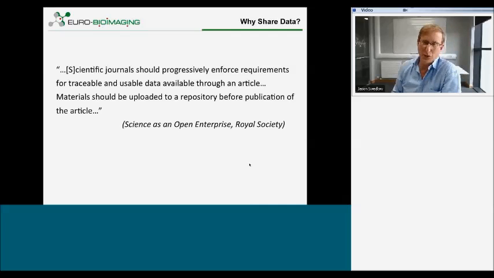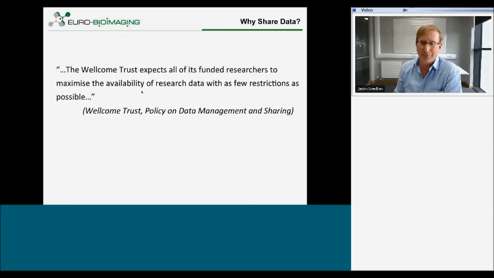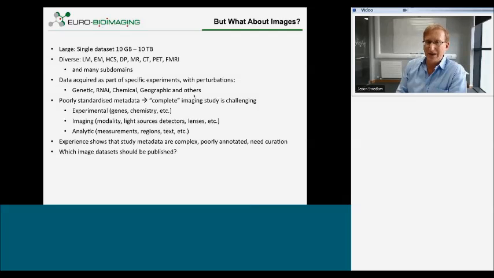I'm going to just feed you a couple quotes that many of you have seen. This is a quote from a report from the Royal Society that basically says journals should enforce requirements for traceable and usable data. Another one from the Wellcome Trust is basically policies that are being given to its funded scientists. The EU has published several guidance documents on this. One I think that's probably most useful is a document called Riding the Wave. Many of you have seen that, where it really highlights the need for all of this.